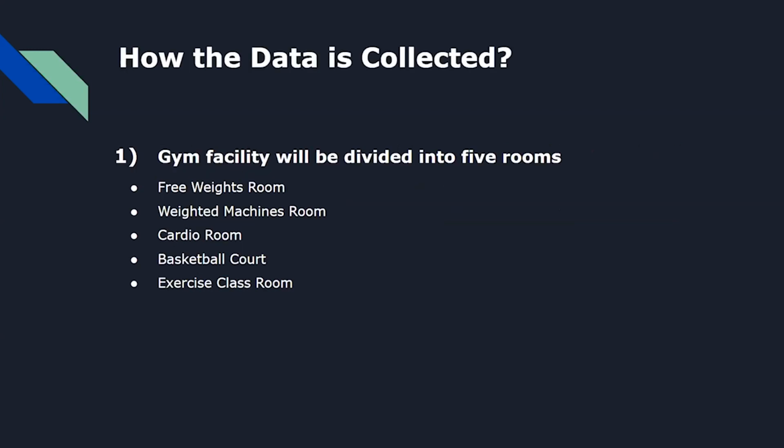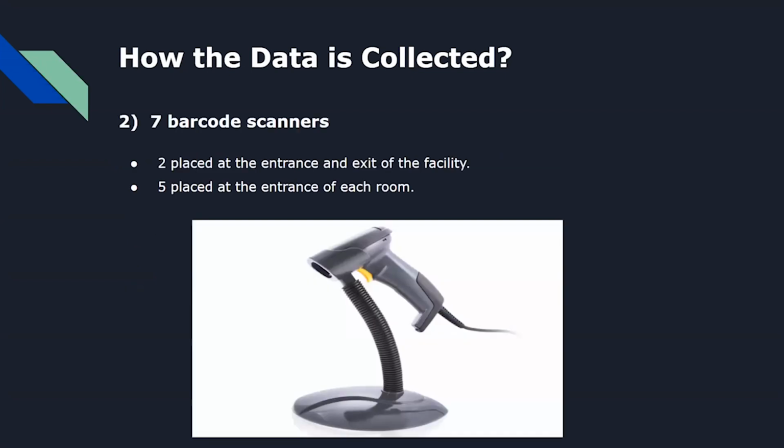So the data process begins by collecting the data through individual scanners in each of the 5 rooms. Those rooms being the free weights, weighted machine, cardio room, basketball, and exercise classrooms. These are going to be responsible for the data for each individual room. Next slide, please.